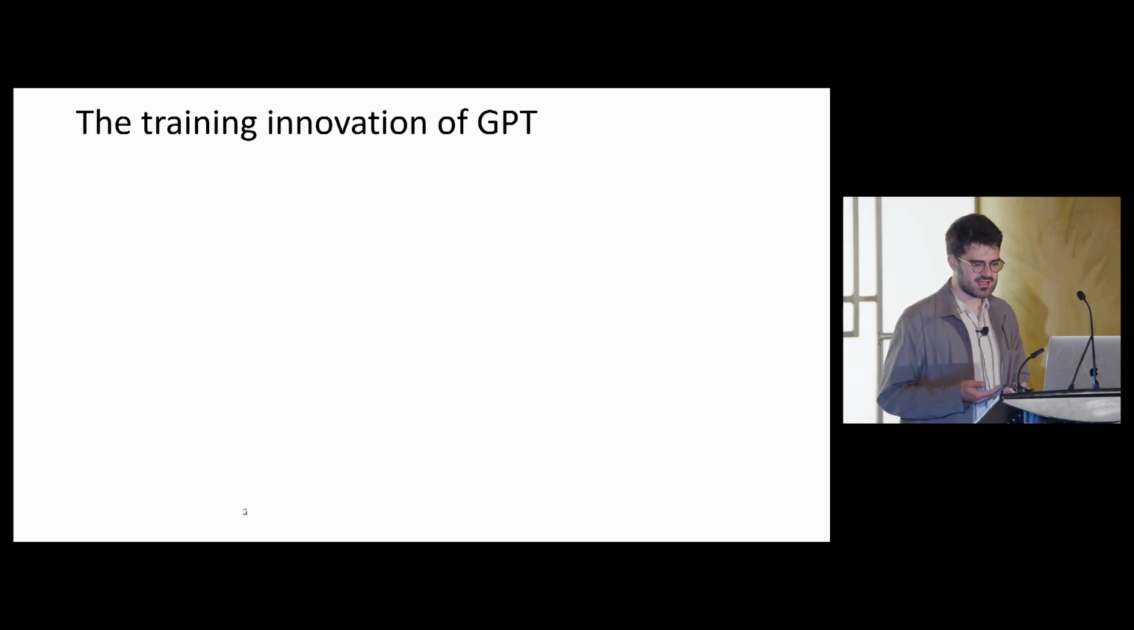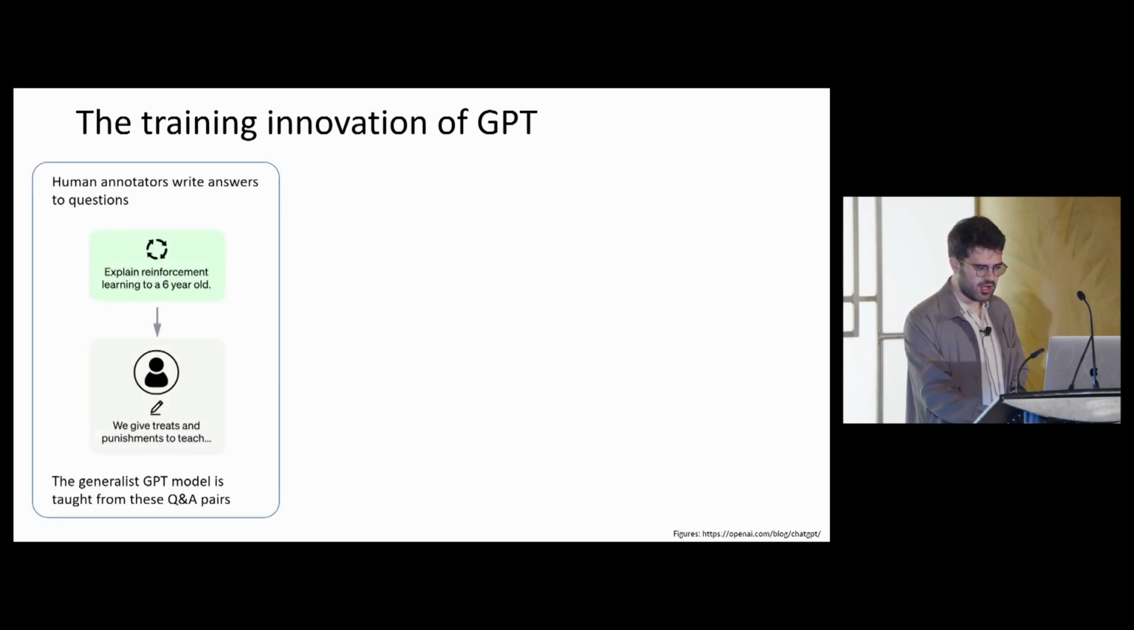The challenge here is to take that general model and turn it into something that is very good at the conversational prompt response style. So OpenAI starts with a set of prompts. For example, here we have explain reinforcement learning to a 6-year-old. They then have a set of human annotators who write out full answers to that question. They take the pre-trained GPT model and they teach it to relate these prompts to these answers.